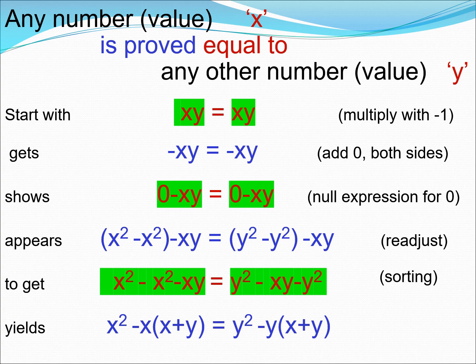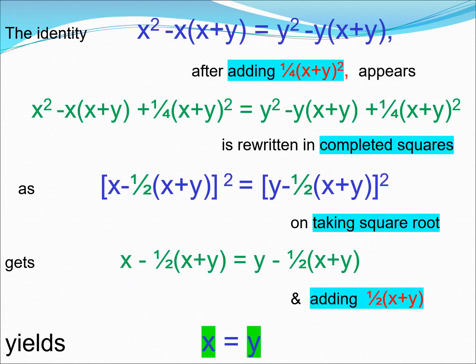And then by some sorting we get x square minus x into x plus y is equal to y square minus y into x plus y. This last expression is modified through the addition of quarter x plus y square. Now the expression on the left side is the square of x minus half x plus y, and the right side is the square of y minus half x plus y. On taking square root, we get x minus half x plus y is equal to y minus half x plus y. Then cancelling half x plus y on both sides, we get x is equal to y.